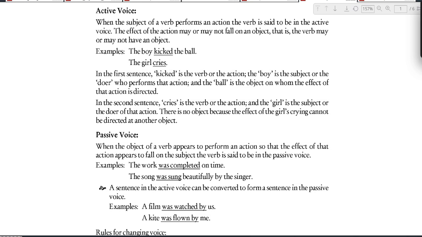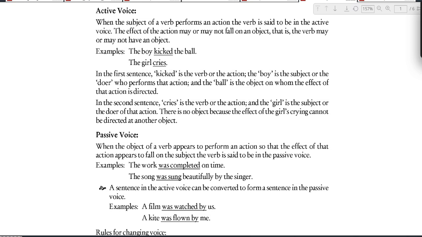And the song was sung beautifully by the singer. Yes, because the song was, be, sung. So we use it here. Okay, correct. Is it clear? Clear.